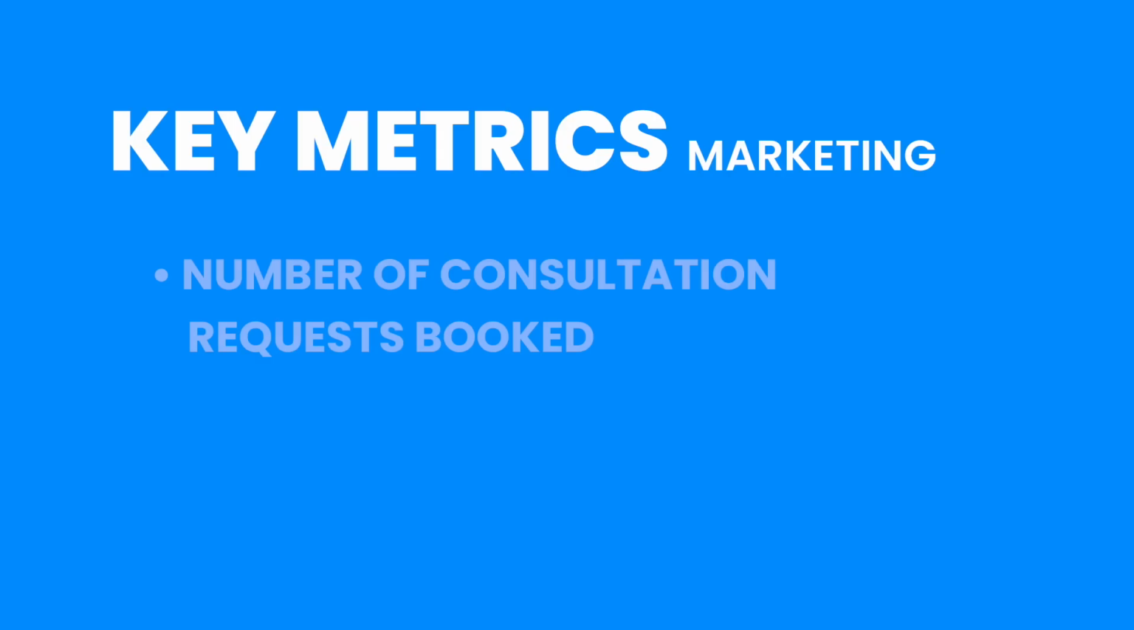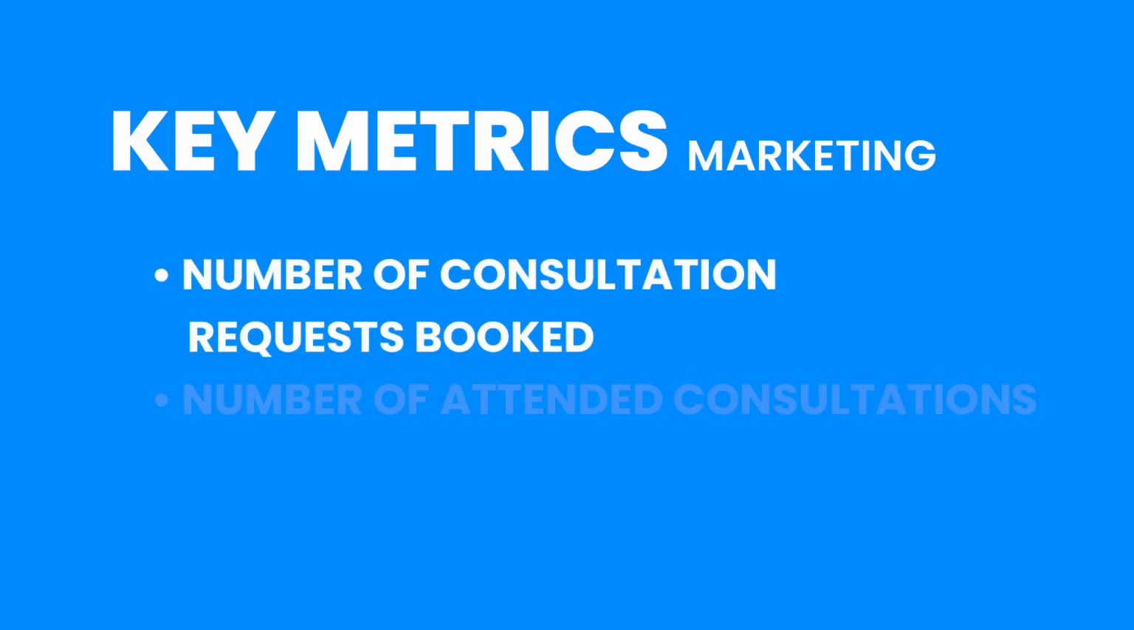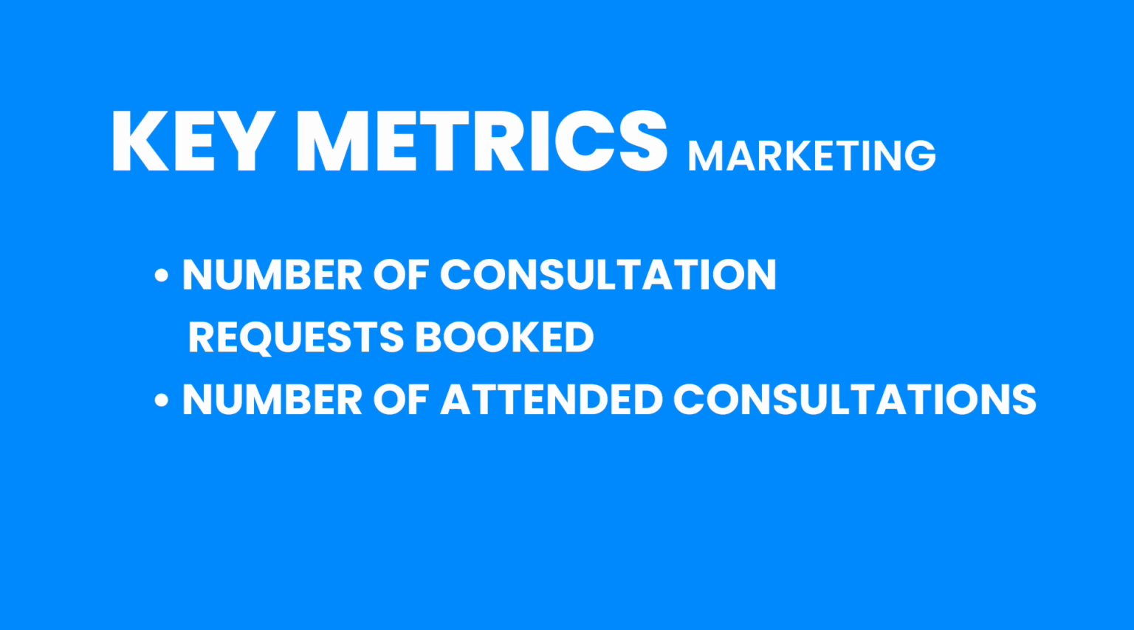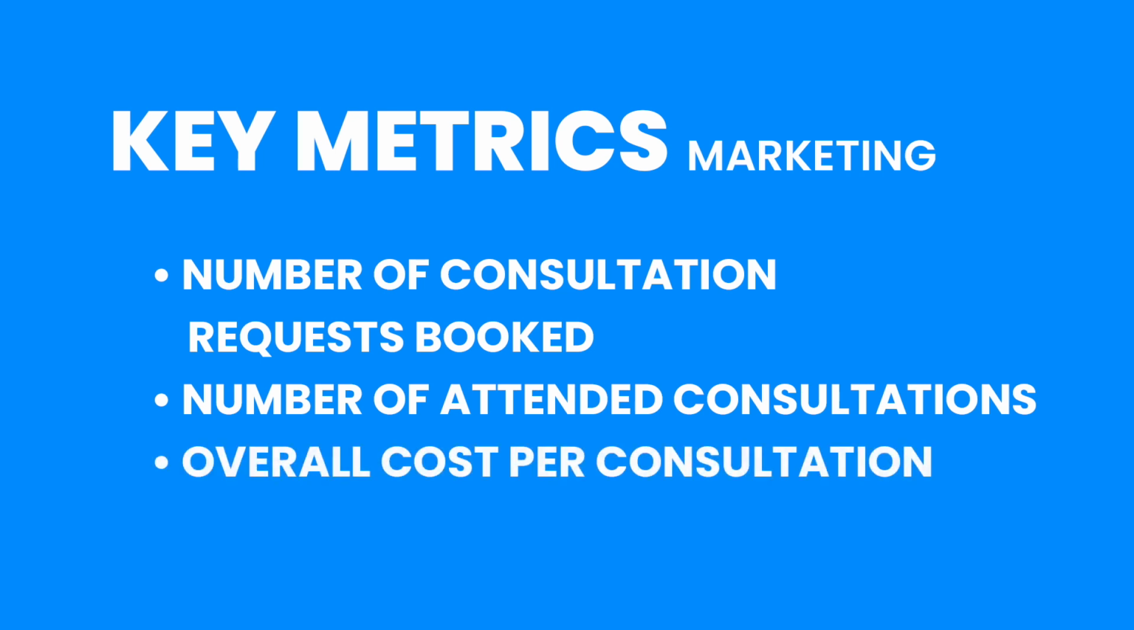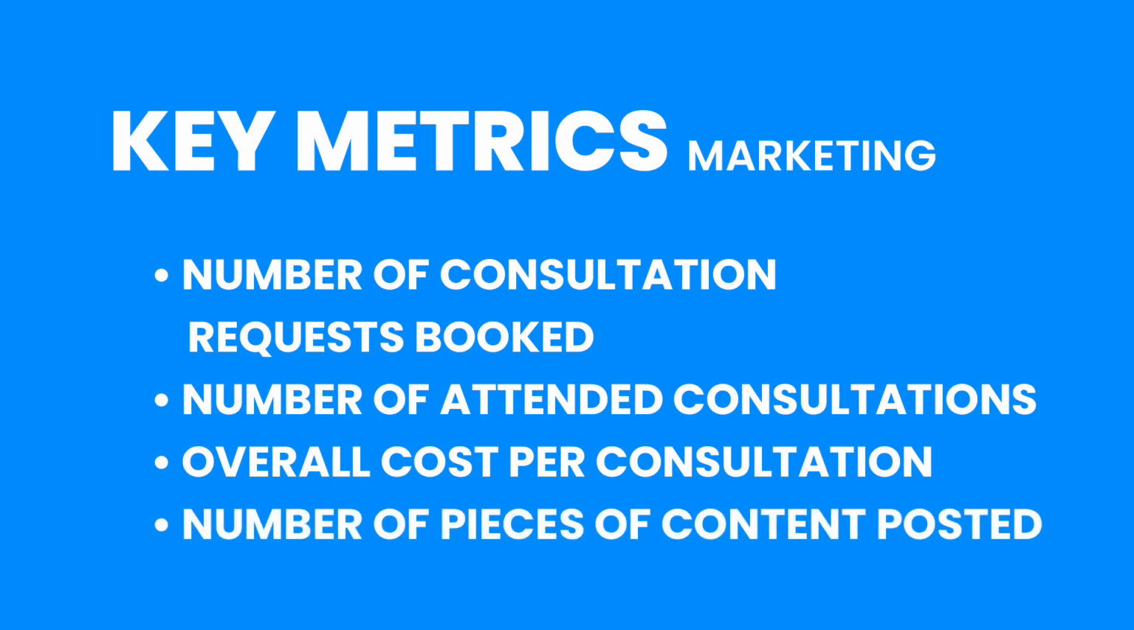Those would be some examples of sales team key performance indicators. Marketing team key performance indicators could be things like number of consultation requests booked, number of attended consultation requests, overall cost per consultation in your business, number of pieces of content posted, etc.